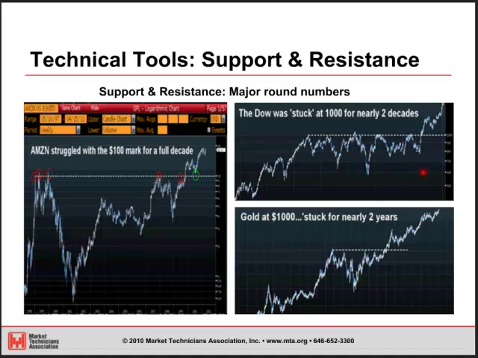Gold at $1,000, you saw the same thing. It was stuck for nearly 2 years: 1,000, coming back down to 700, up again, down again, up again, down again, and then finally breaking through in what I think was late 09. So that $1,000 mark, and we've seen it on quite a number of other indices as well, serves as a pretty significant level in terms of round number resistance or support.